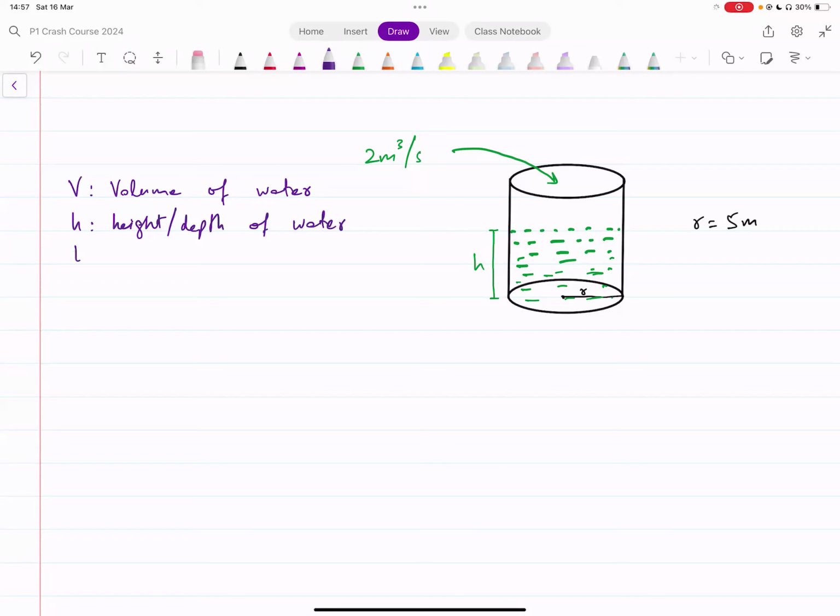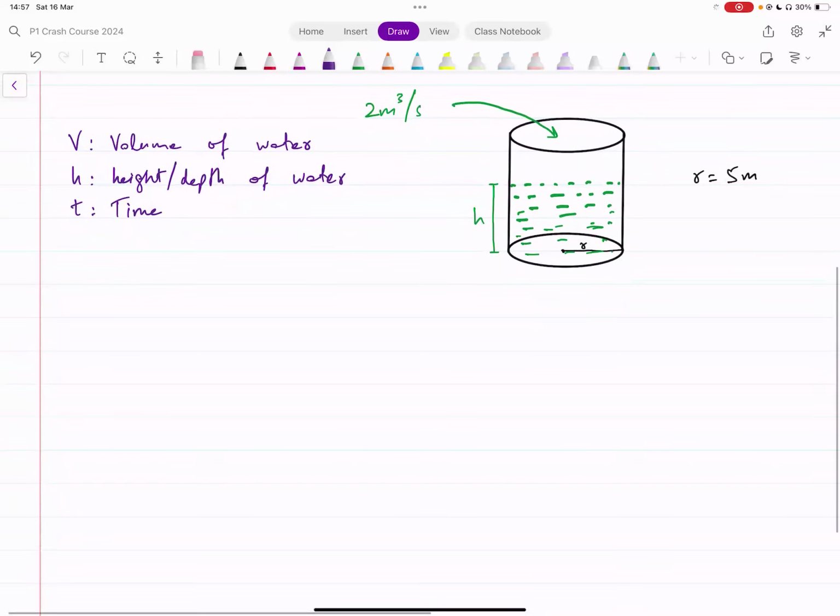And then let's say we have another variable that's time, and that's represented by this letter T. We are pouring water in this container at a rate of 2 meter cube per second, given that the radius of this container is 5 meters.